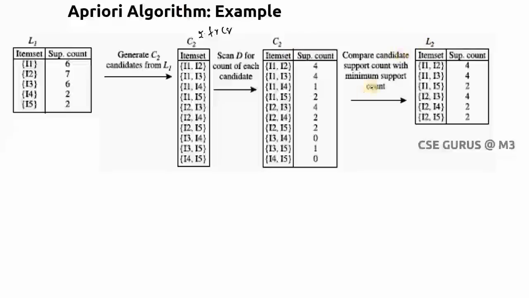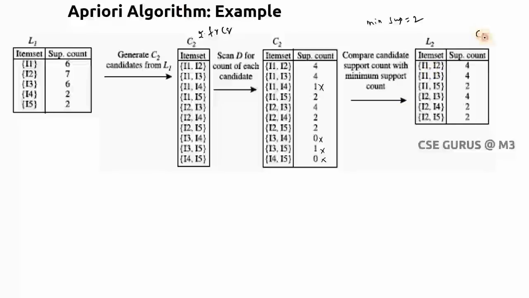Now we need to go for L2. What is L2? Again comparing the candidate support. What is our minimum support constraint? It is 2. So I need to check the minimum support count. How many item sets are satisfying? You can see here 1, 2. This is not satisfying, and this is not satisfying. This is not satisfying, this is also not. So I have to remove these and write the remaining; that is what we call L2.